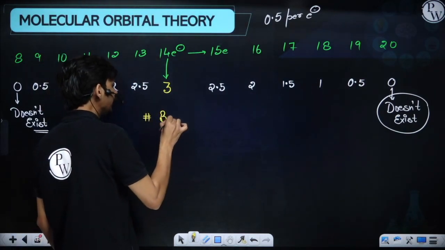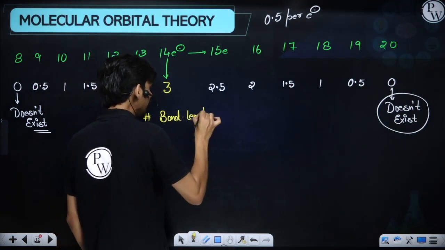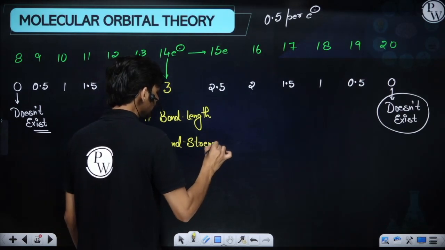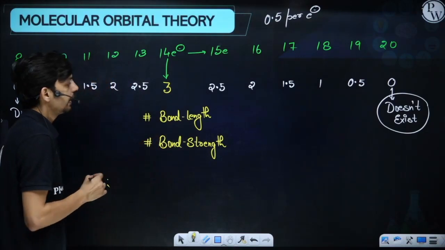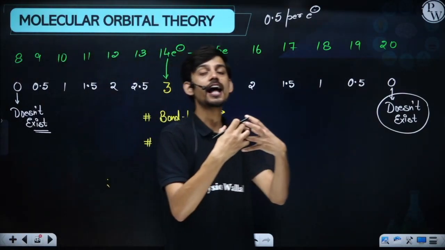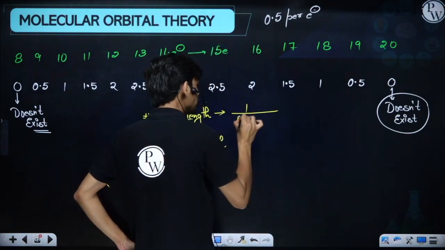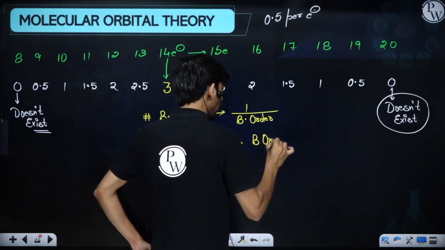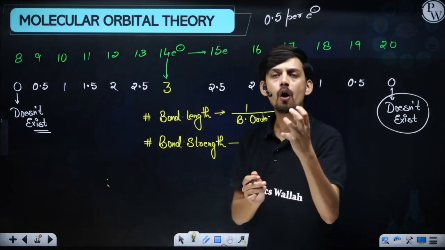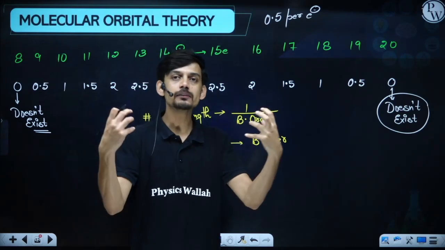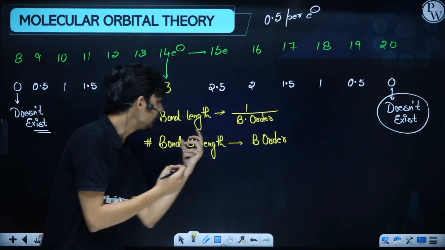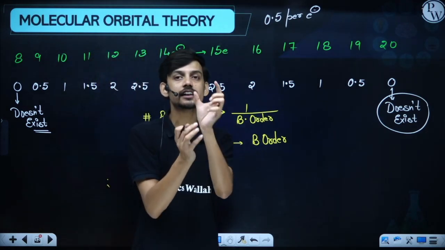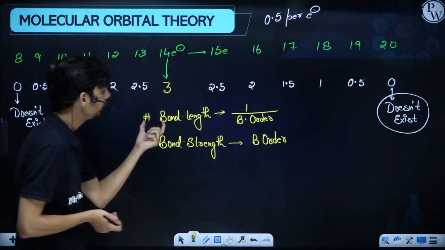From bond order, you can compare two characteristics about the molecule, that is bond length and bond strength or stability. As bond order means the number of bonds between the atoms, as the number of bonds between the atoms increases, your atoms will come closer and your bond length will decrease. So bond length is inversely proportional to bond order. And bond strength is directly proportional to bond order. This has a very simple meaning. If atoms are having more attraction, they will be more stable, more strongly joined together. So if bond order increases, bond strength is going to increase. And if they are coming closer, the separation between them is going to decrease. That means bond length is going to decrease.